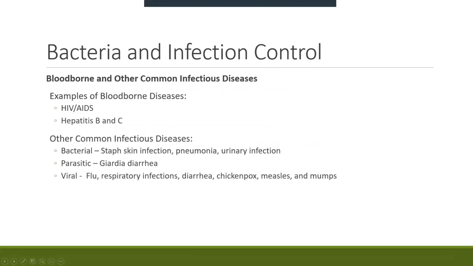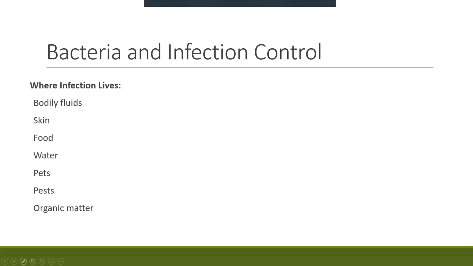For bloodborne and other common infectious diseases, some examples of bloodborne diseases are HIV/AIDS and hepatitis B and C. Other common infectious diseases include bacterial: staph skin infection, pneumonia, urinary infection; parasitic: like giardia, diarrhea; and viral: flu, respiratory infections, diarrhea, chickenpox, measles, and mumps. Where does infection live? In bodily fluids, skin, food, water, pets, pests, and organic matter.